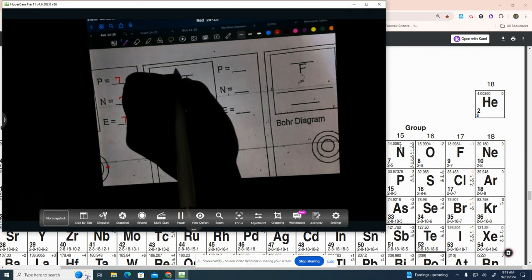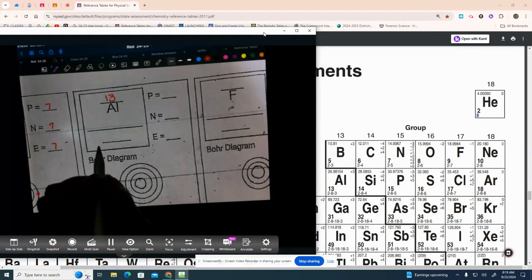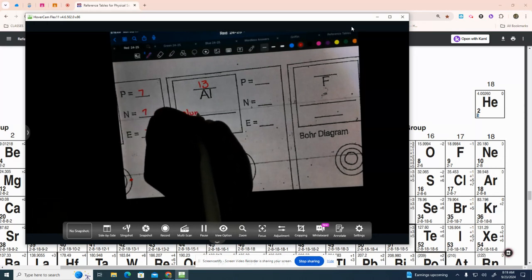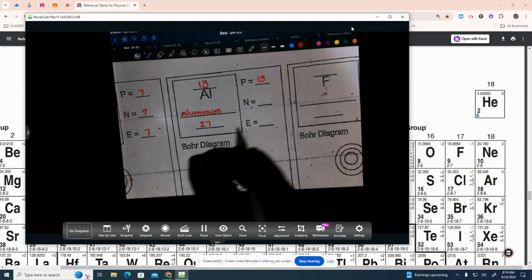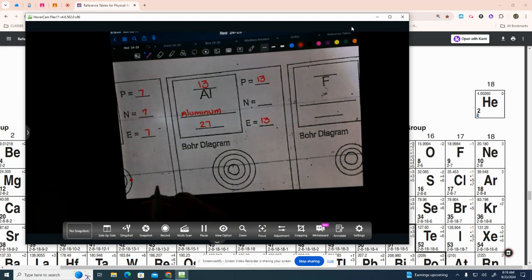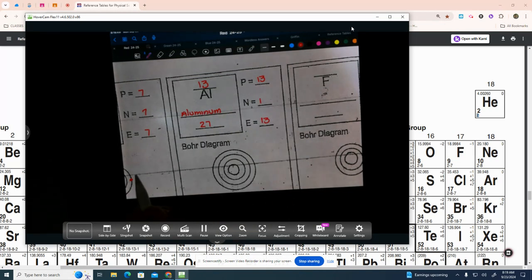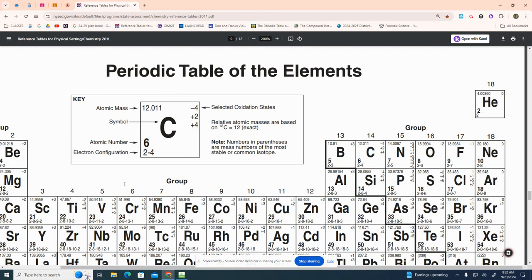What's its atomic number? 13. What's its mass number based on its most abundant isotope? 27. Okay, and this will be aluminum. We've got 13 protons. We have 13 electrons. How many neutrons do we have? 14. Beautiful. Okay. Do you see that aluminum is in the third energy level? It's in the third period.